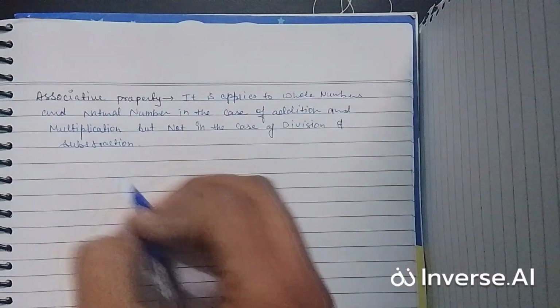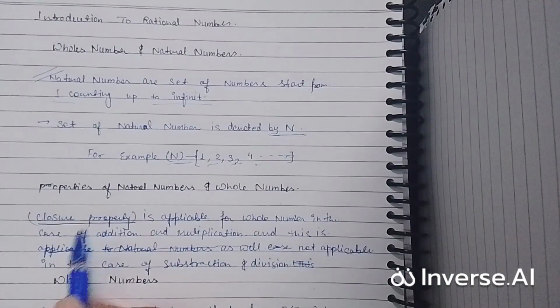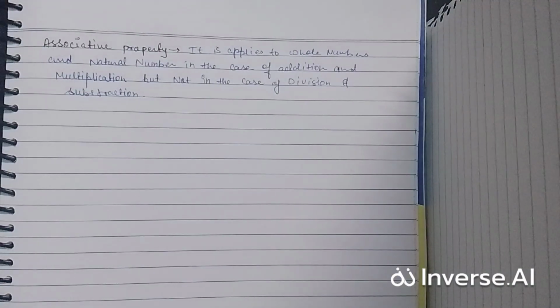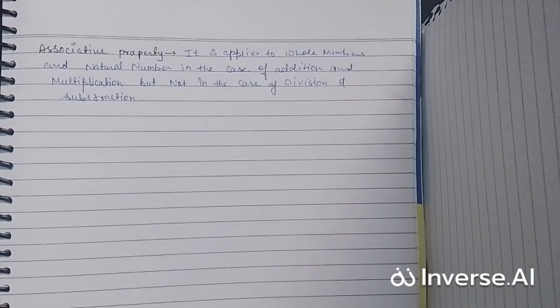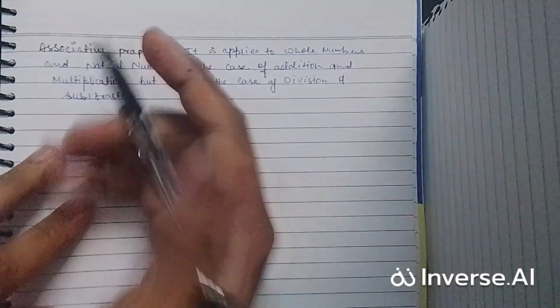So basically, we have learned about whole numbers, natural numbers, and their three properties. First property is commutative property, second property is closure property, and third property is associative property. Whole numbers include all positive numbers from 0 to infinity. Natural numbers are the positive integers from 1 to infinity.